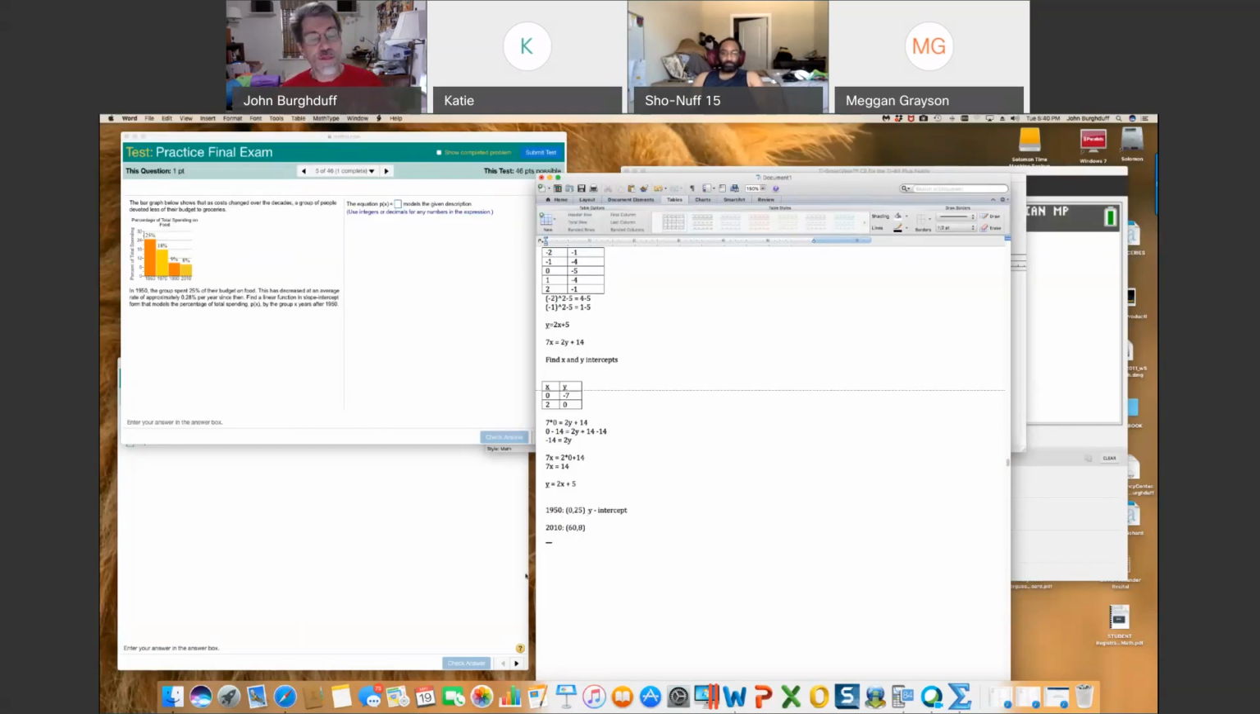And the rate of change, which they talk about in here, basically is the same thing as the slope. Slope tells you how much the graph changes as the X increases. What does the Y do? That's basically a description of change.